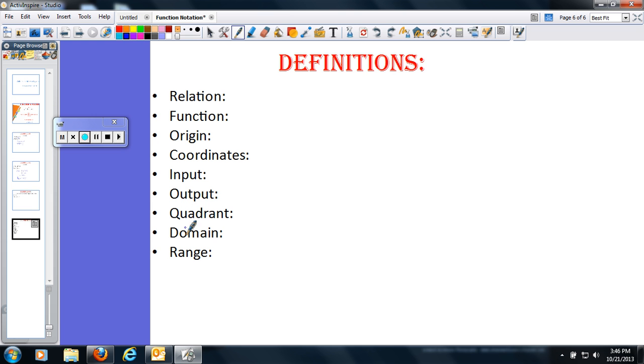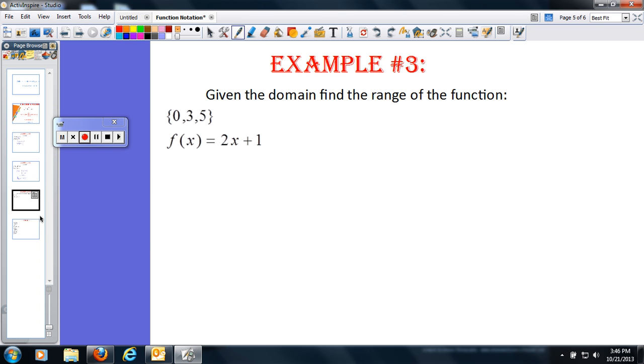One of the definitions we're going to be dealing with here is going to be the domain and the range, which is actually going to come into play in our next example. So it says, given the domain, find the range of the function. Now the domain is going to be all of the x values, okay? Your domain is always referring to your x values. Your range is always referring to your y values. F of x and y are actually somewhat interchangeable, okay? If I was going to graph this function, I would graph the function y equals 2x plus 1. But because it's in function notation, it's f of x instead of y. So they're kind of interchangeable here.